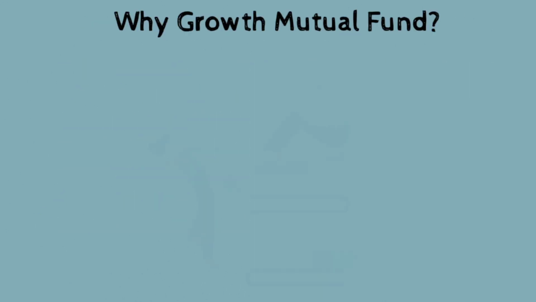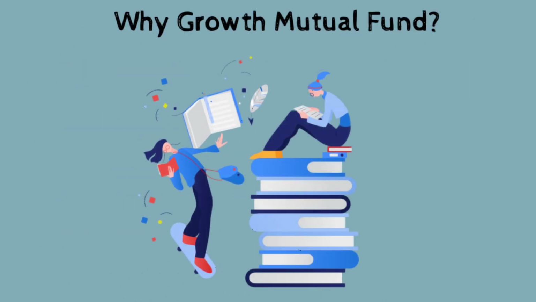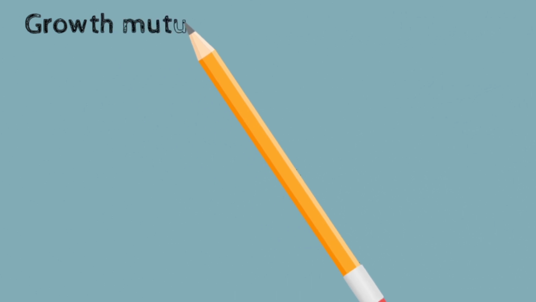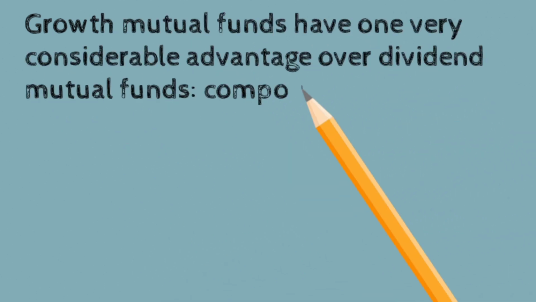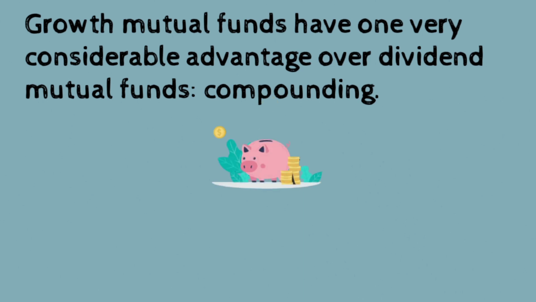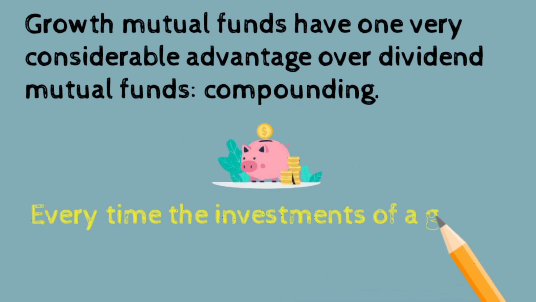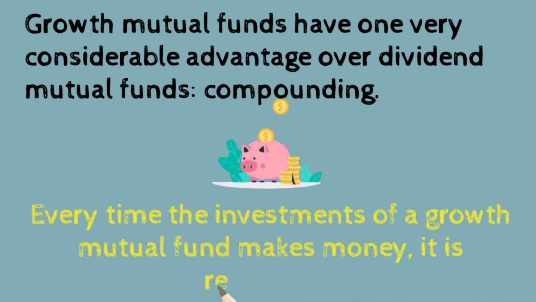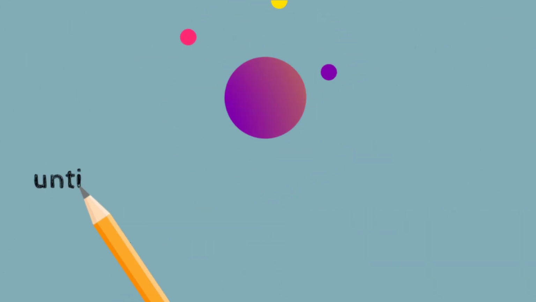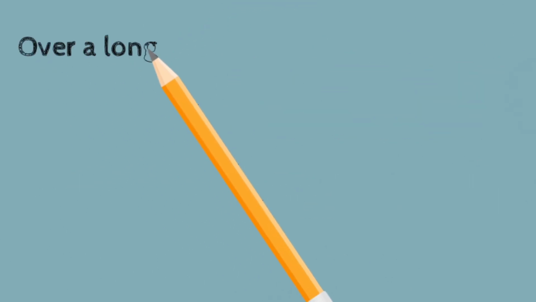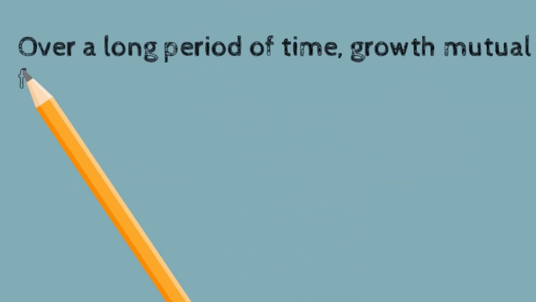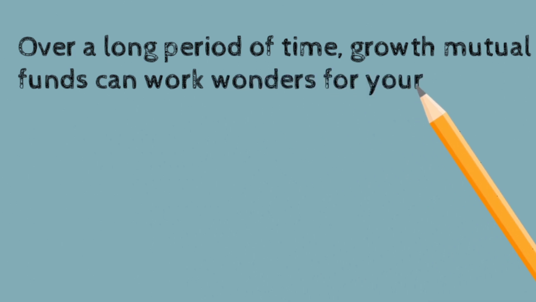Why growth mutual fund? Growth mutual funds have one very considerable advantage over dividend mutual funds: compounding. Every time the investments of a growth mutual fund make money, it is reinvested. This cycle continues until the point you as an investor decide to pull out. Over a long period of time, growth mutual funds can work wonders for your money.